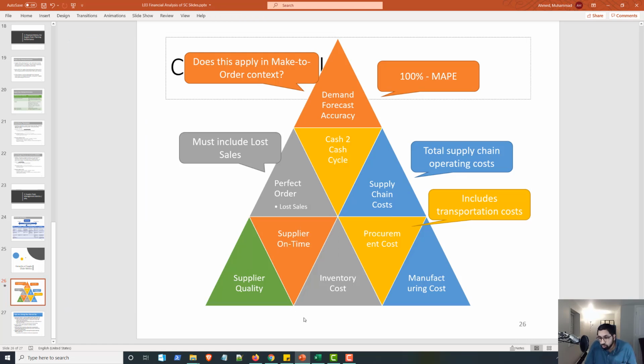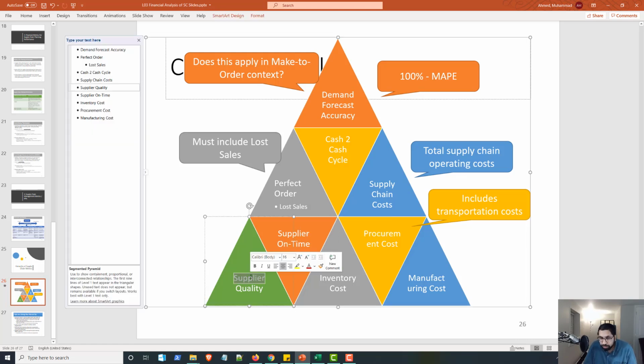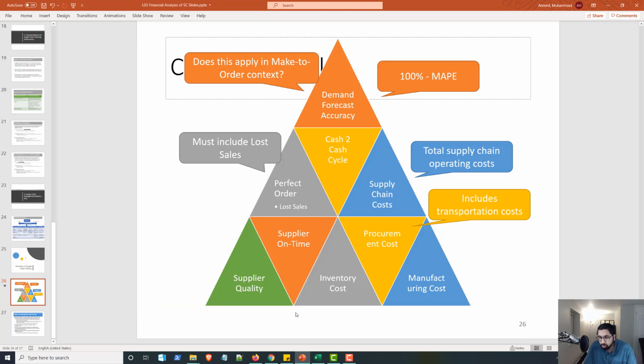Supplier is delayed, your order to customer might get delayed. Supplier quality is going to impact perfect order quality, because if the supplier quality is poor, garbage in, garbage out. You put in poor parts, you get a poor product out, you lose perfect order, okay?